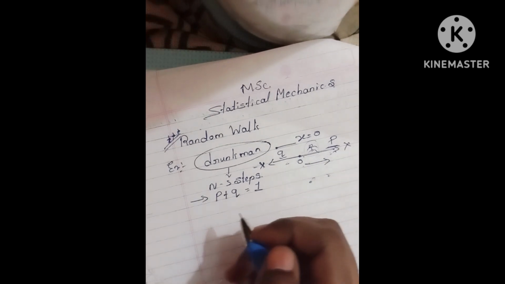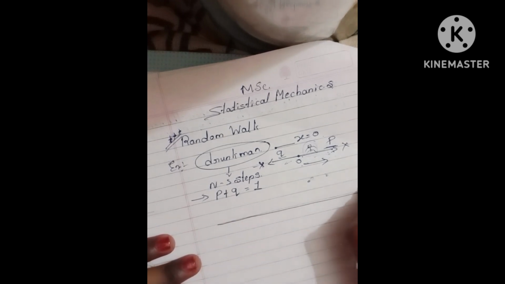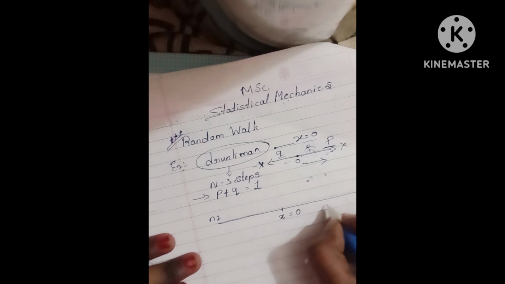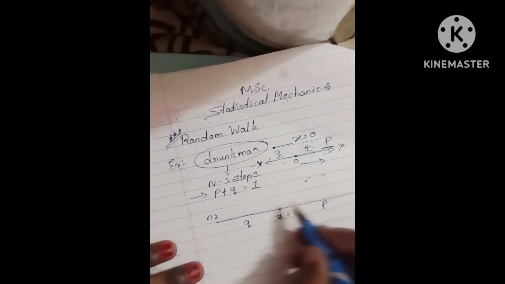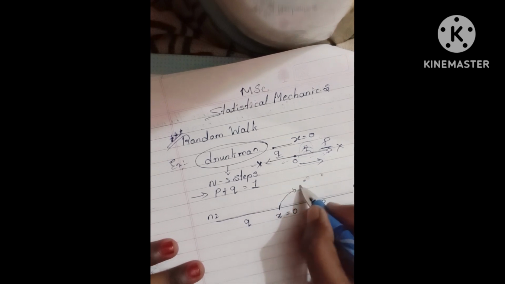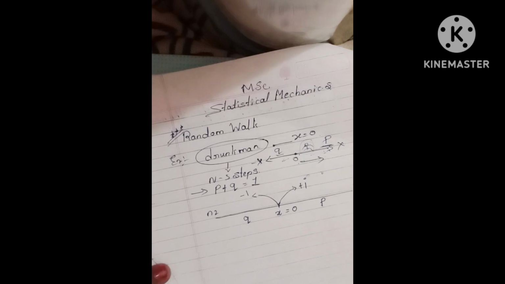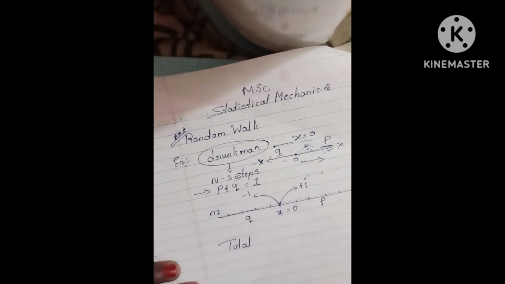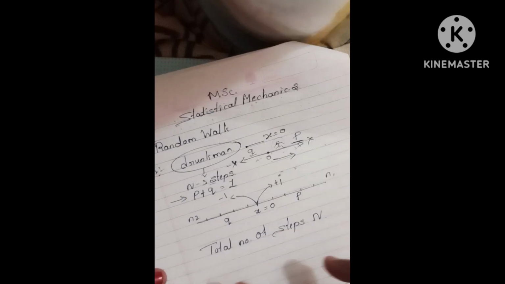So let's take the equation. We will draw that number line once again for understanding purposes. We have a drunk man who starts his steps from x equals 0. On the right side he walks p steps, and on the left side he walks q steps. Let us assume this direction is the +1 direction, and if we go backward, that is -1. So this is our number line. I hope you are clear. Then we have a total number of steps, because initially we took it as n. The total number of steps is n.